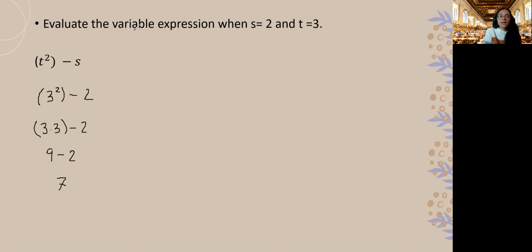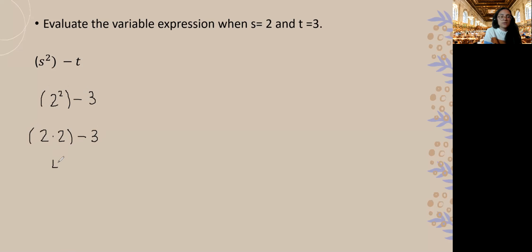Let's see if we have any more. We do. We're going to evaluate this variable expression when s is equal to 2 and t is equal to 3. So again, we're going to substitute. We said s was 2, so I'm going to write 2 squared minus, and we said t is 3, so I'm going to write 3. Now I'm going to evaluate this power, so I'm going to write 2 times 2 minus 3, and this is going to give us 2 times 2 is 4, minus 3, and that will give us 1.